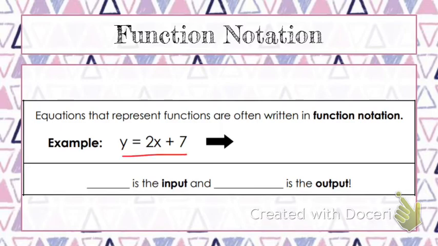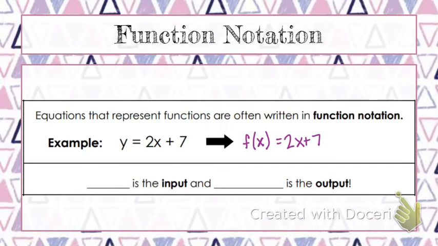So this is an equation we're used to seeing, y equals 2x plus 7. And you know the way that this works is we can plug something in for x and it'll tell us what y is, or we can even plug something in for y and solve for x. We know how to do both of those things. But what function notation does is it rewrites this as f of x, that's how you read that, f of x equals 2x plus 7.